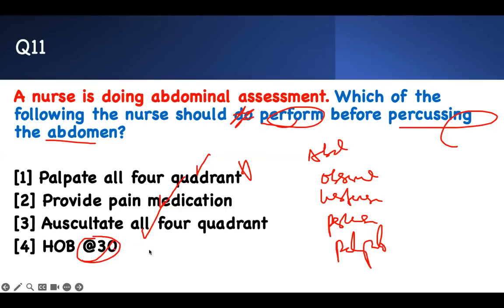And then head of the bed, usually we want it to be flat. When you're listening to somebody's abdomen, they have to be supine, no head of bed elevation, so that the exam is much better. So what you perform before you percuss: I want to listen to all 4 quadrants.